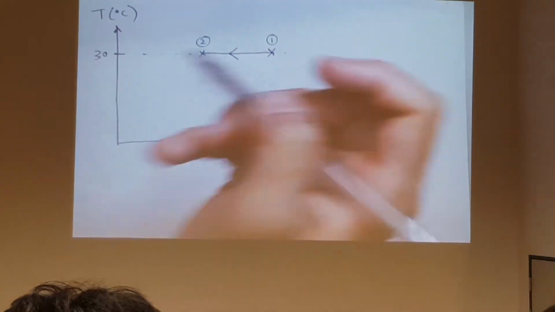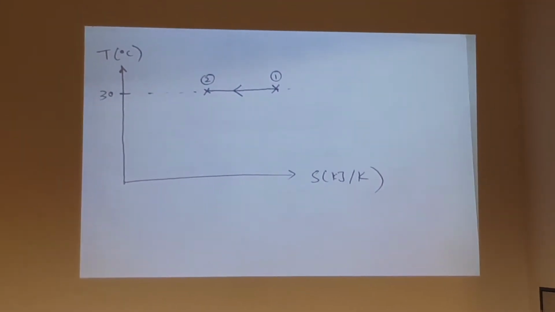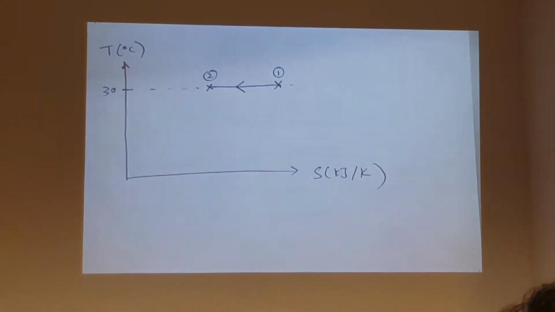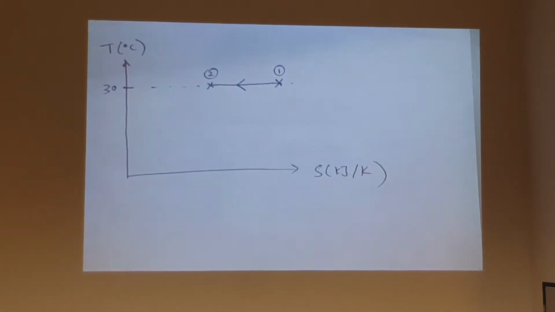So this will be your TS diagram for the first step. And this entropy change 2 minus 1 is negative. Therefore, it's going towards your right hand side. Okay?